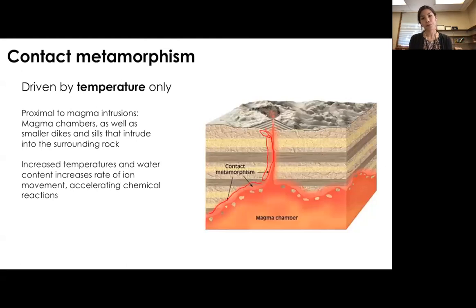We also see cycling of water that is maybe released or associated with this magma chamber, and heated water systems that can increase the rates of ion movement, and that tends to accelerate chemical reactions and allow the metamorphism to occur in a little bit more of a rapid manner than it normally would have.